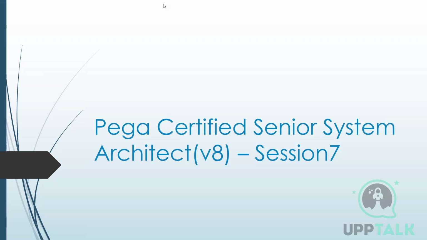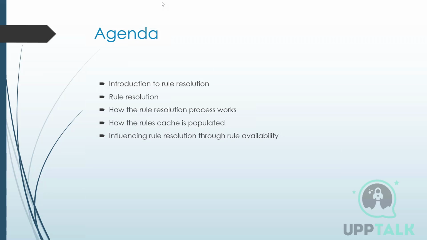So today also, we are going to talk about a very, very important concept called rule resolution. This is something that happens in the runtime. So far it was all about the design time aspects, but now it is going to be the execution. So we will try to understand how Pega is going to execute the rules, right?